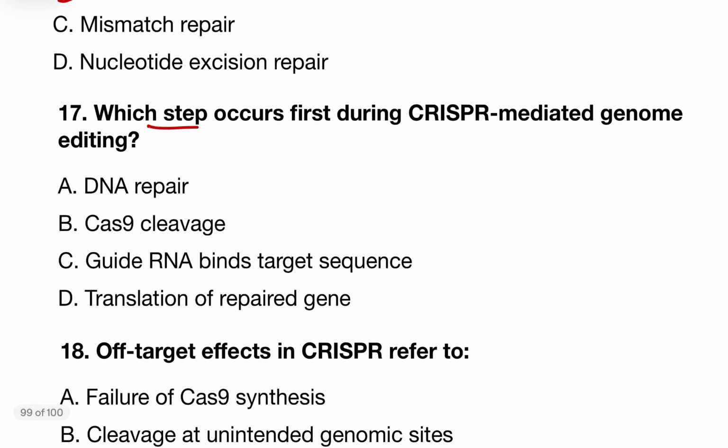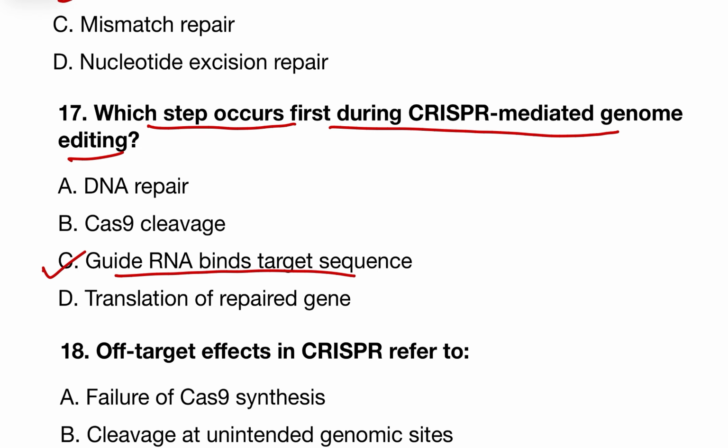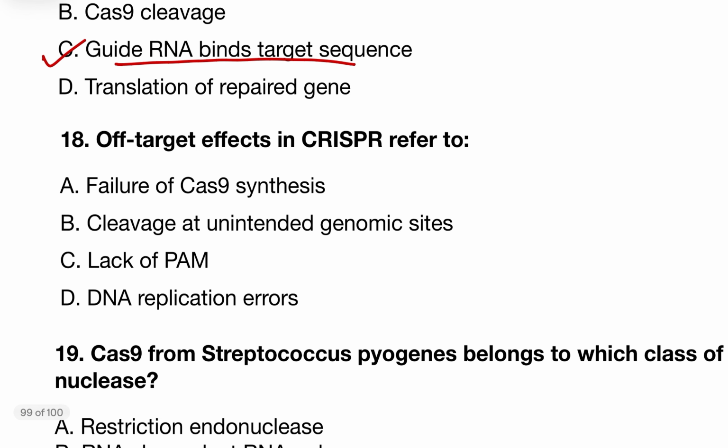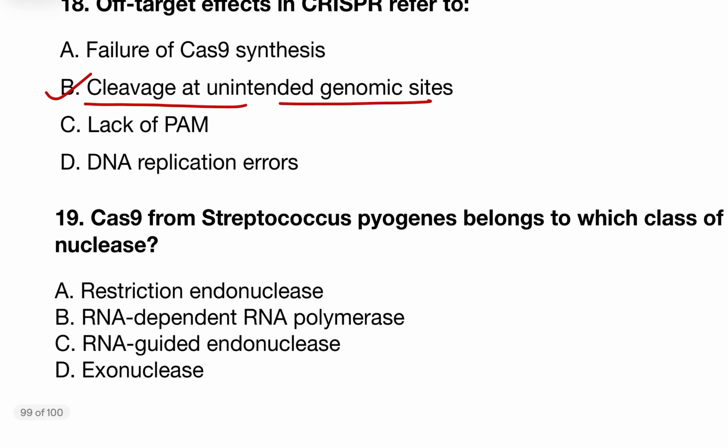Question number 17, which step occurs first during CRISPR-mediated genome editing? Guide RNA binding with the target sequence is the first step. Question number 18, off-target effect in CRISPR refers to cleavage at unintended genome sites. Question number 19, Cas9 from Streptococcus pyogenes belongs to which class of nucleases? It belongs to RNA-guided endonucleases.